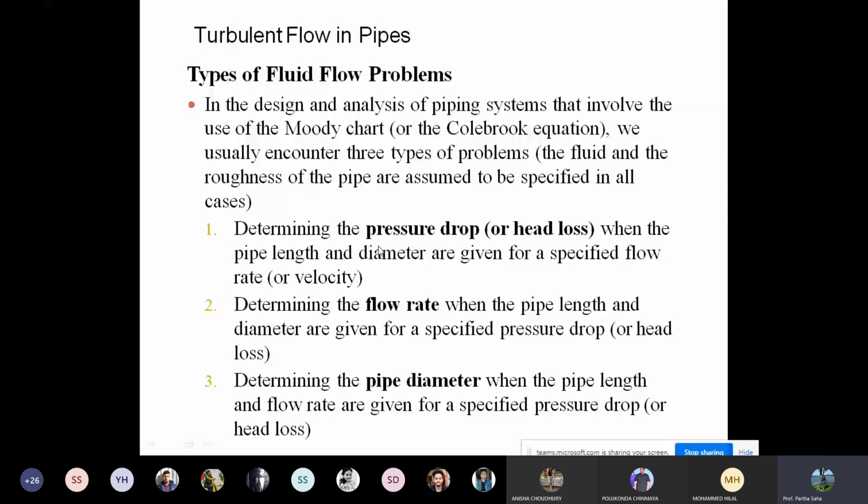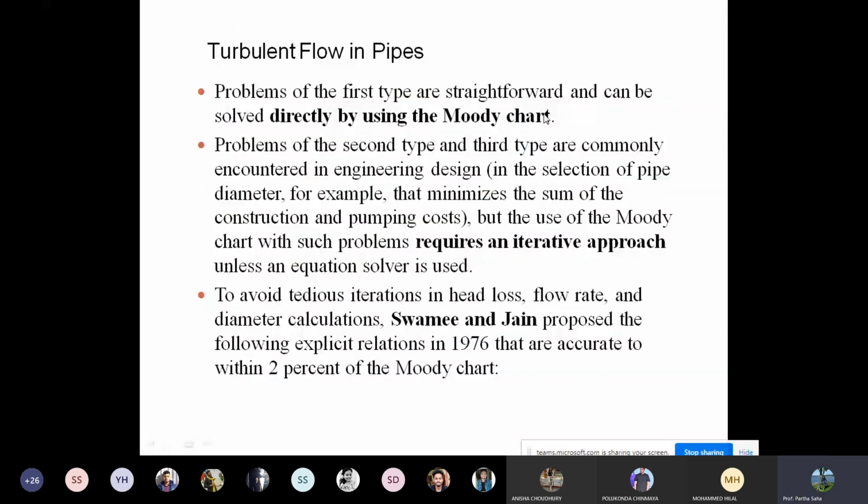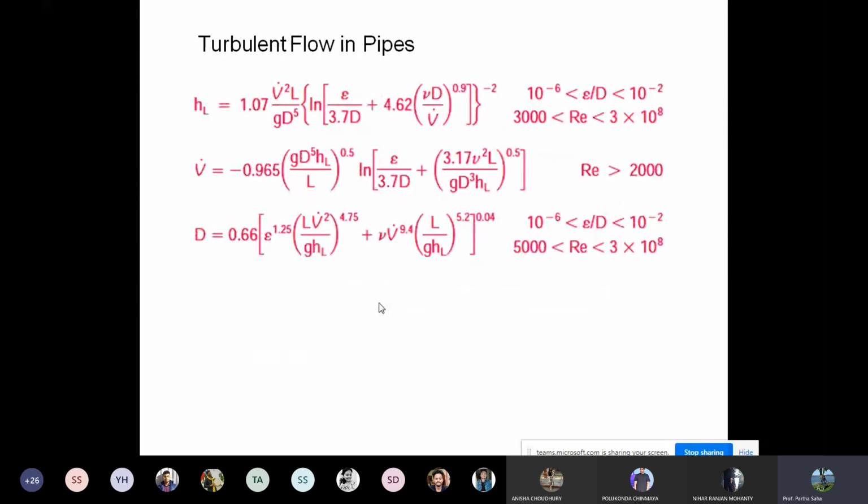So the first one is very straightforward, which can be easily solved using the Moody's chart or by using the parameters for Moody's chart. But the second and third types are commonly encountered in engineering design, with the selection of pipe diameter, for example. The use of Moody's chart requires an iterative approach, because the parameter cannot be directly found from the chart. So to avoid this tedious iterative method, Swamee and Jain came up with an explicit relationship in 1976, which matches within plus or minus 2% of the Moody's chart value, and the expressions are like this.